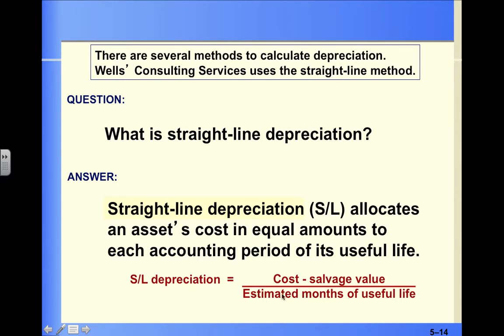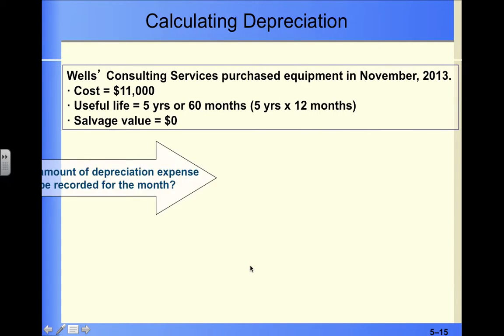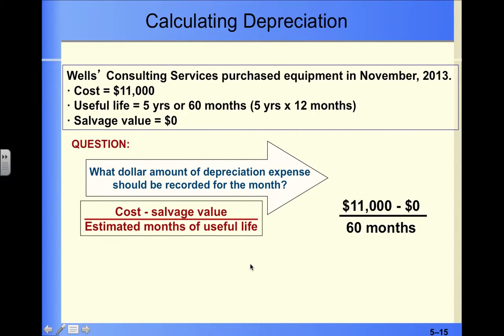So what the truck or equipment cost you minus what you could get for it, and you divide it over the number of months of useful life, or it could be years. It depends. Sometimes they ask for years, sometimes they ask for months. Once you do the math, this one had 11,000, that's what the cost was. It had no salvage value, and you divide it by 60 months, that's its useful life, to get what the depreciation expense would be per month.